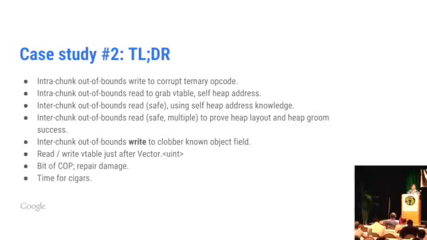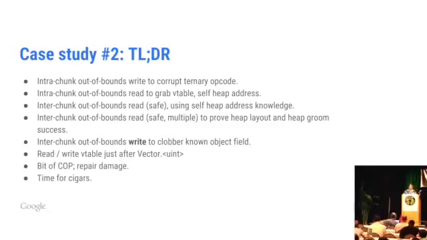So we did a within chunk out-of-bounds write to corrupt an opcode in our shader program. We'll use that to do a within chunk out-of-bounds read to grab some useful stuff like a vtable and the self heap address. Using the self heap address's knowledge, we did a between chunk out-of-bounds read, but we know it's safe because we had knowledge of the heap addresses involved. We used those safe but out-of-bounds reads to prove the heap layout of 5 very important objects was, as we expected, all in a row.